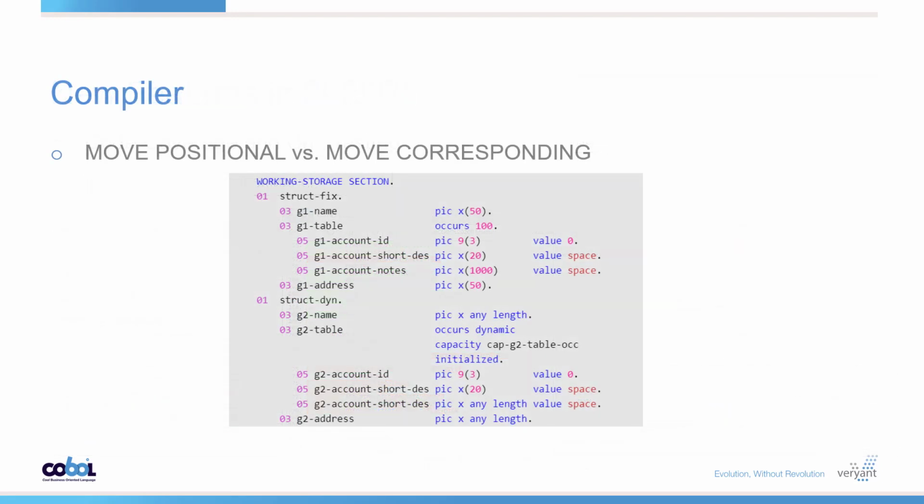The new positional clause moves items not by variable names, as move corresponding does, but by the position in the order of the items in the group. For example, G1 name in this structure will move to the G2 name, even though they're different sizes.